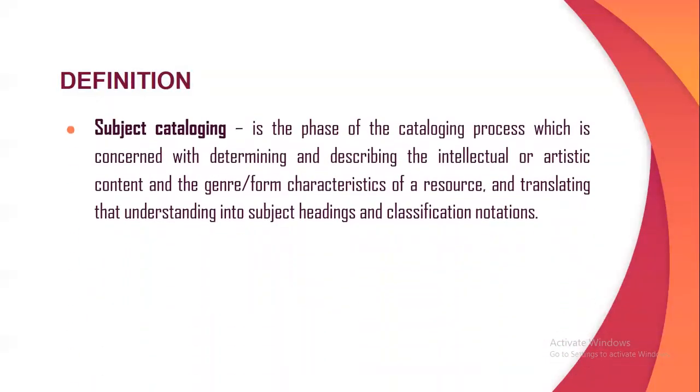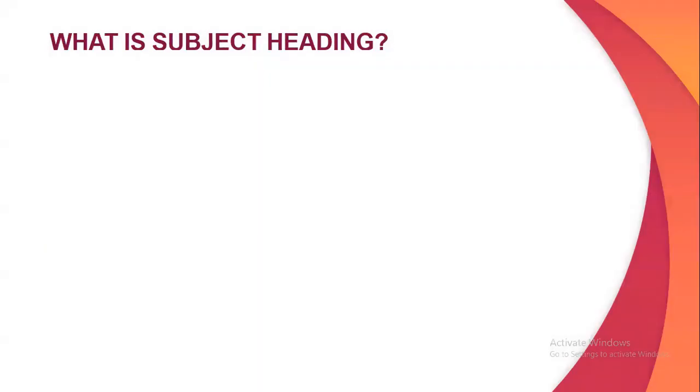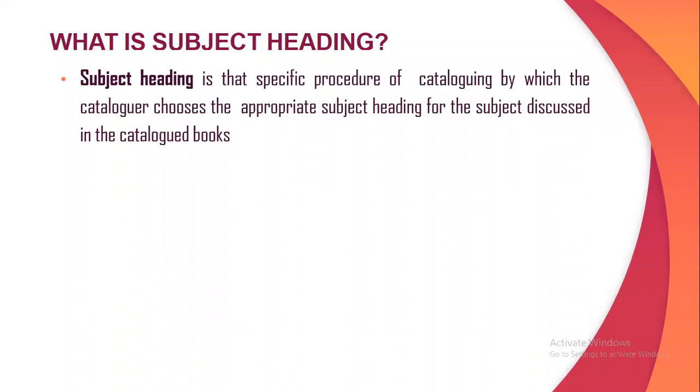Again, subject cataloging is the phase of the cataloging process which is concerned with determining and describing the intellectual or artistic content and the genre or form characteristics of a resource and translating that understanding into subject headings and classification notations. What is subject heading? Subject heading is that specific procedure of cataloging by which the cataloger chooses the appropriate subject heading for the subject discussed in the cataloged books.